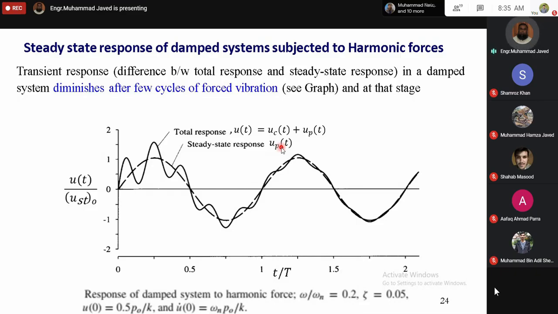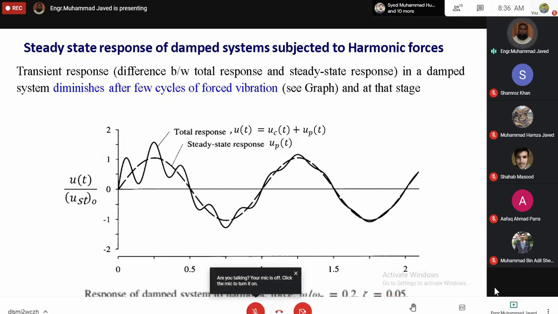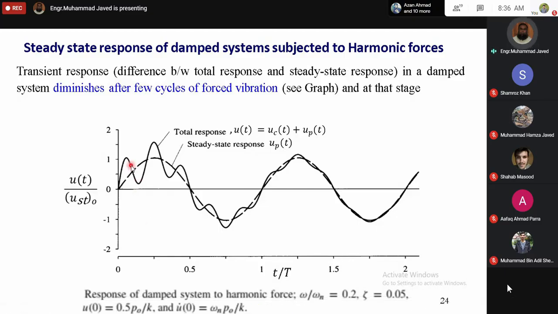So in order to illustrate this phenomenon, we have developed a graph for total response and steady state response for a system whose frequency ratio is 0.2, damping ratio is 0.05, displacement at the start of free vibration and velocity at the start of free vibration given by this equation. Now you can see that initially the difference between the total response, which is represented by the solid line, and the steady state response, which is represented by this dotted line, is significant.